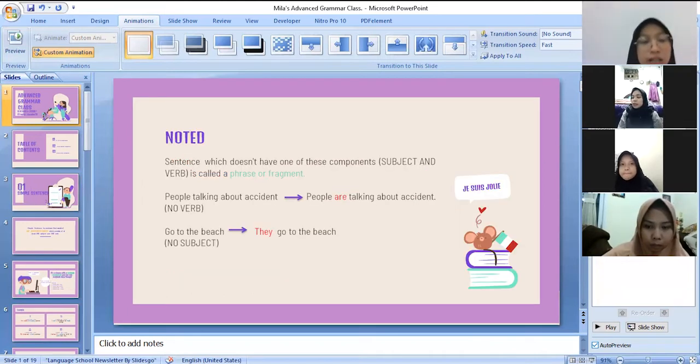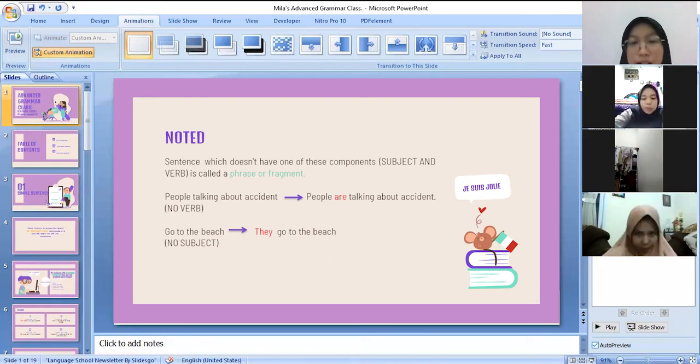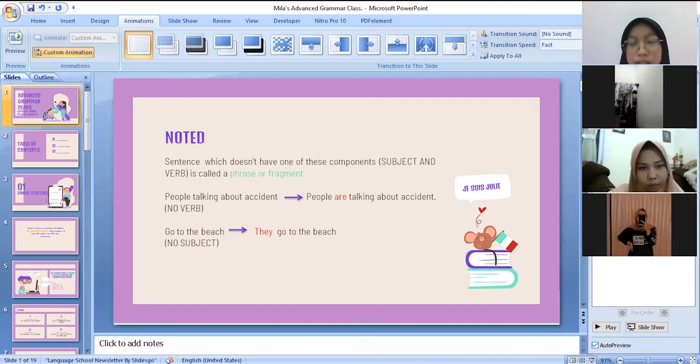Read this note. If you find a sentence which doesn't have one of these components, subject or verb, it is called a phrase or fragment. For example, people talking about accident. In the sentence, there is no verb here, so the correct sentence is people are talking about accident. Are is the verb in the sentence. So the original is called a phrase or fragment.